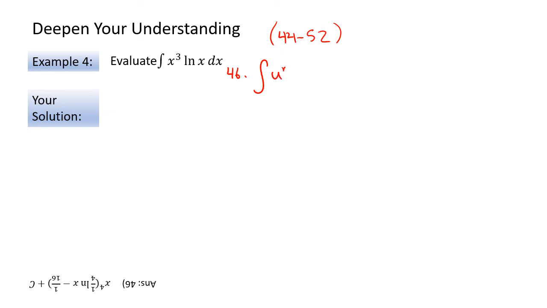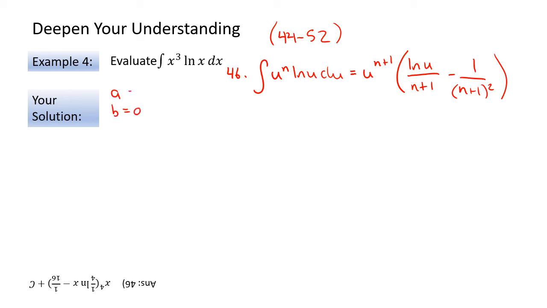And it says the integral of u to the exponent n ln u du is equal to u to the exponent n plus 1 times the ln of the function u divided by n plus 1, minus 1 divided by n plus 1 squared. Okay? So what this is saying is we have u to the exponent n. We don't have constants here, a or b. So a and b are both non-existent. But in this case, we have a function u raised to an exponent and ln of that function.